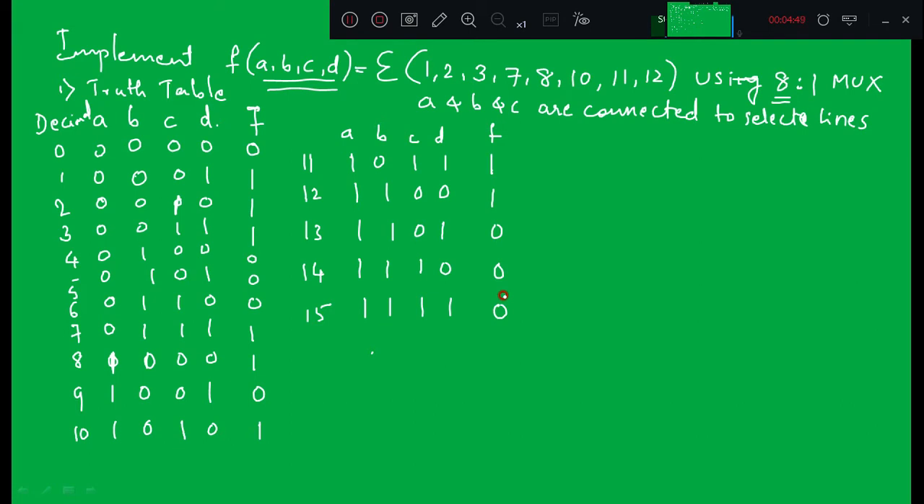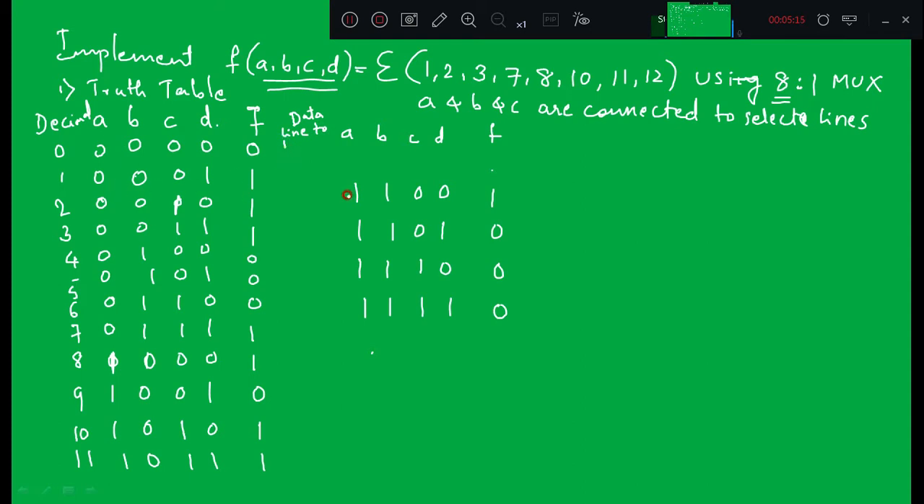I do not leave a space in between this. So what we will do, I'll erase these decimal numbers 11, 12, 13, 14 and 15. So this is the truth table. And next, the last column is the data line to be connected to. Clearly you write data line to be connected to.